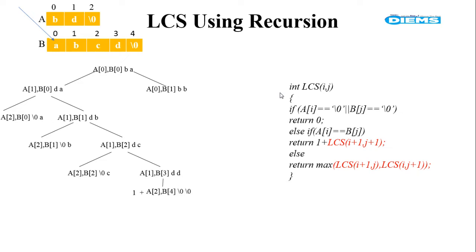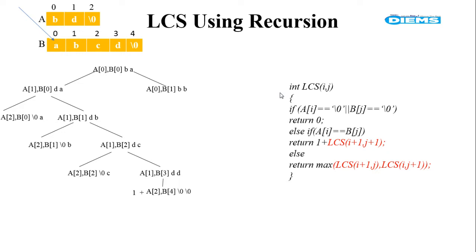A of 1 will be turned into a of 2 and b of 3 will be turned into b of 4. Okay. And now what is a of 2 in the given string? It is slash 0. What is b of 4 in the given string? It is slash 0. So both the values are slash 0. It can be directly evaluated as 0.